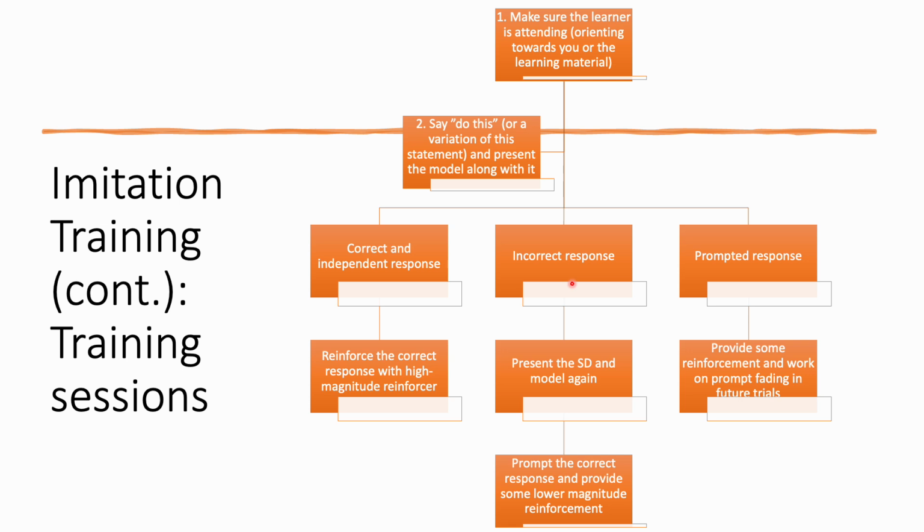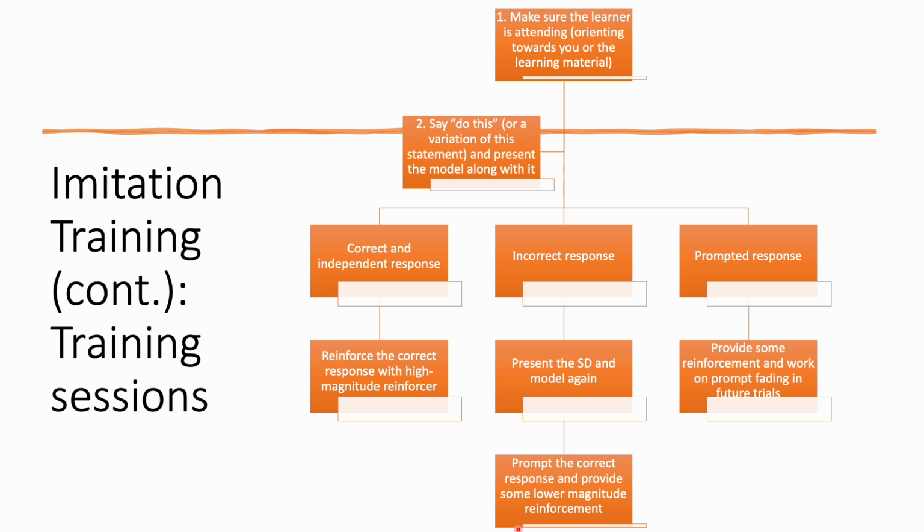The response that we're looking for is that following the SD and the model, they're going to just clap their hands the same way that I clapped my hands. So in that case, it's very important that after an incorrect response, we are representing the SD and the model again, so that we're not reinforcing a chain of incorrect response and then a prompted response. We want to represent the SD and then prompt the response and then reinforce that prompted response.